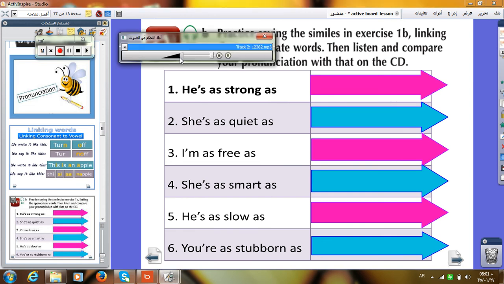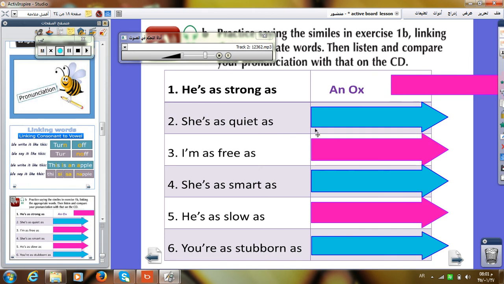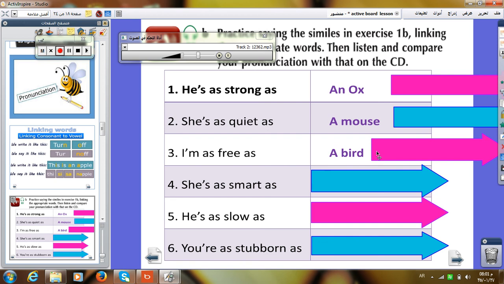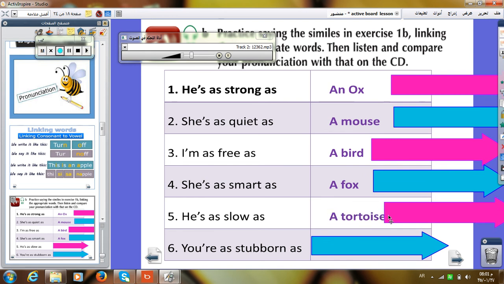Unit 8, Lesson 1, Track 33. 1. He's as strong as an ox. 2. She's as quiet as a mouse. 3. I'm as free as a bird. 4. She's as smart as a fox. 5. He's as slow as a tortoise. 6. You're as stubborn as a mule.